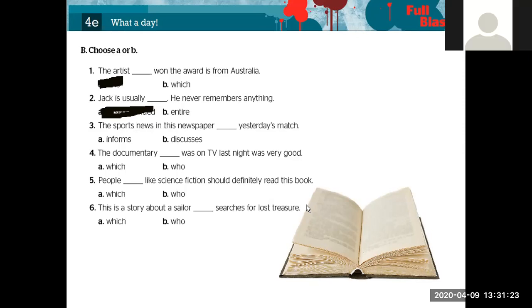Number 3. The sport news in the newspaper. Yesterday much. Yes. Informs or discuss? Informs. Discuss. Number 4. Okay, Ahmed.